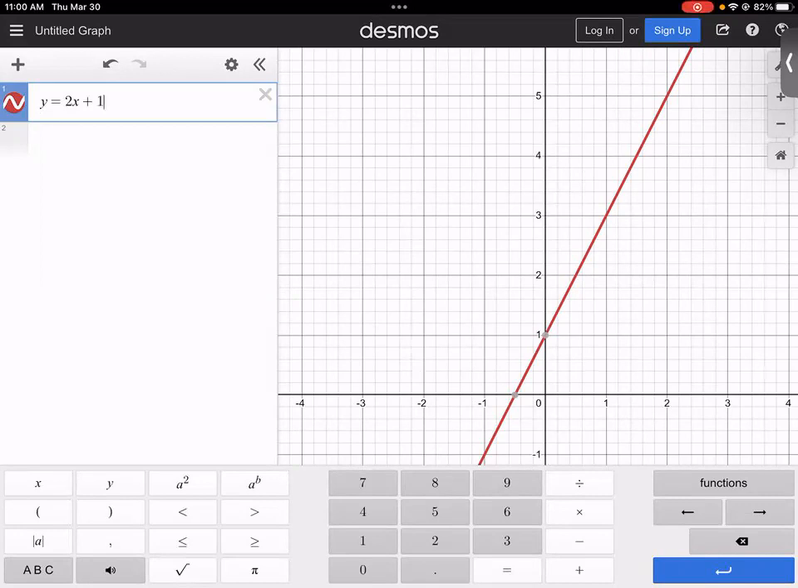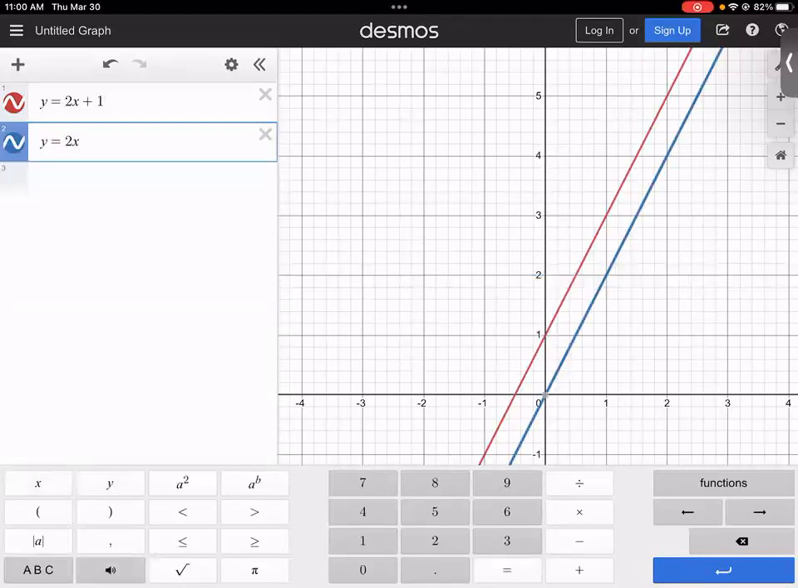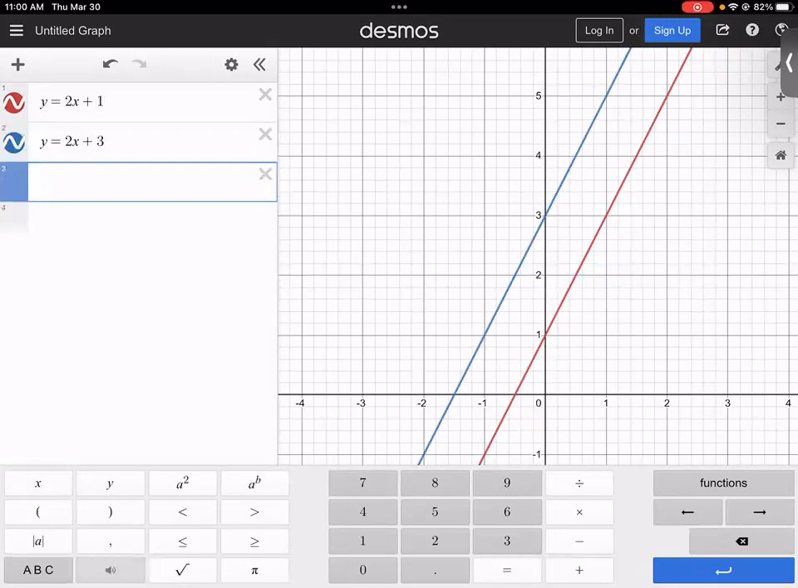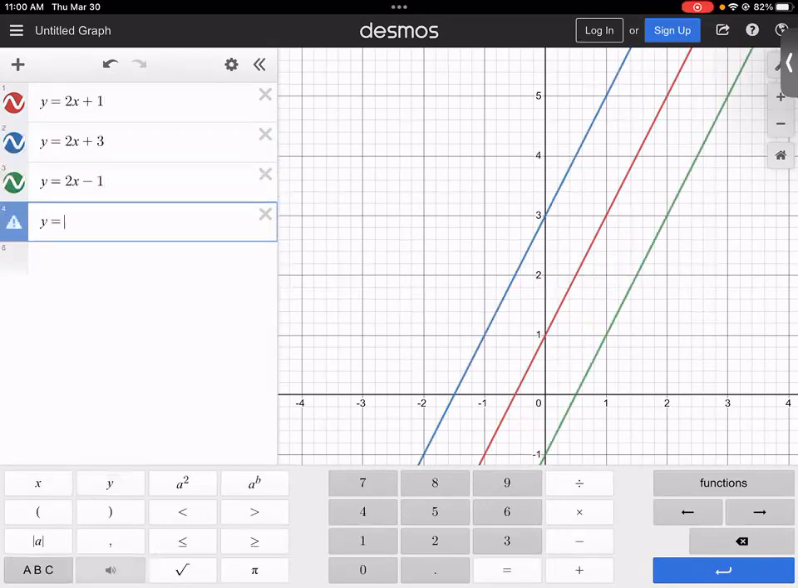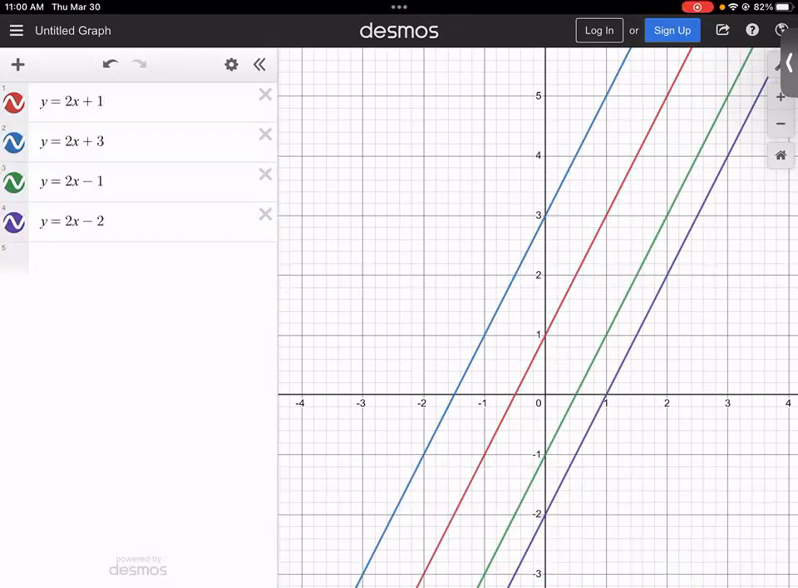I am going to put a bunch of different lines up here. Okay. So how about y equals 2x plus 1, y equals 2x plus 3, y equals 2x minus 1. Okay. Here are a bunch of different lines. Are you looking up here? Okay. Here are the equations.